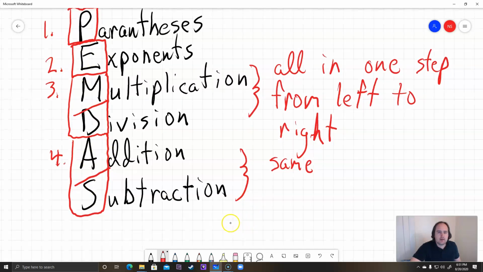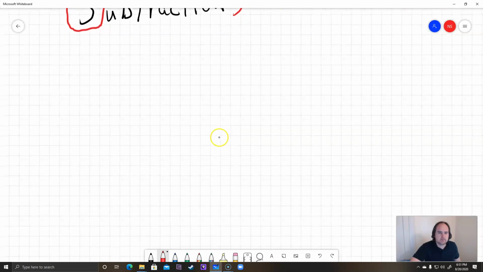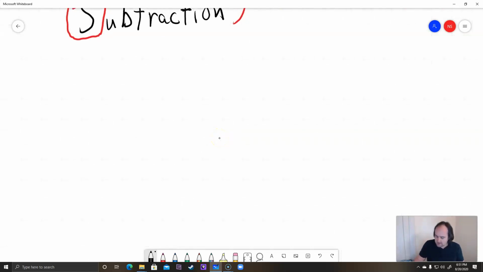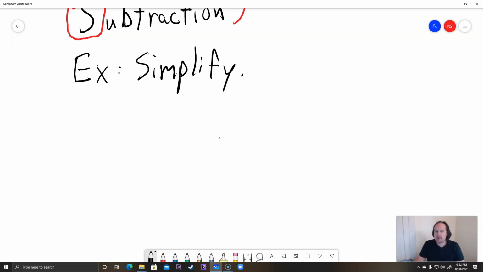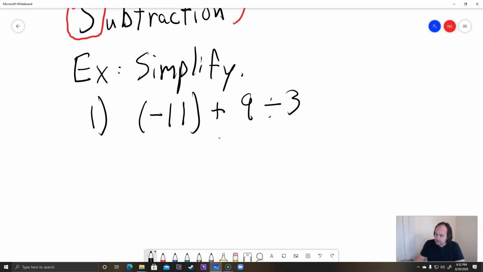Okay, but now that we know what PEMDAS means, let's see some examples. So, example, simplify. The instructions are simplify. And PEMDAS is what we use to simplify things properly so that everybody gets the same correct answer when they're doing math. Okay, so problem number 1 is going to be parentheses -11 plus 9 divided by 3. Okay, so parentheses -11 plus 9 divided by 3.